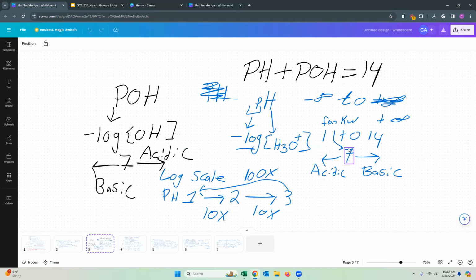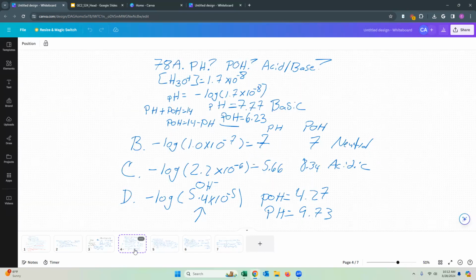pH, any number below 7 is acidic. Above 7 is basic. 7 is neutral. Then we did problems on 78, figuring out how to do pH and pOH. Remember what you're looking at here.